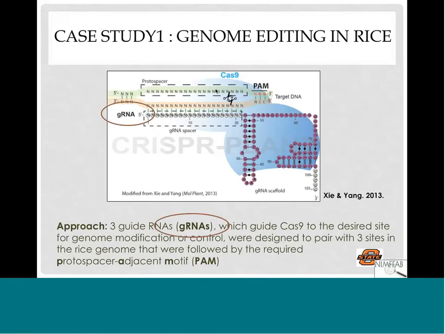What Yang's group did was to create specific gRNAs or guide RNAs. These are the elements which guide the Cas9 to the desired site in the target genome for modification or control. And they designed these three gRNAs, which you see encircled here on the slide, to pair with sequences on the genes of the rice that were followed by the required PAM site, or the protospacer adjacent motif.